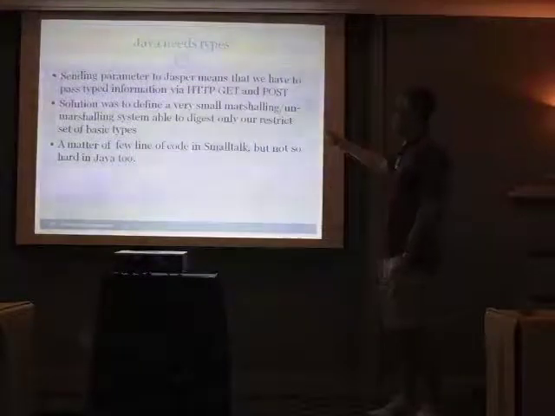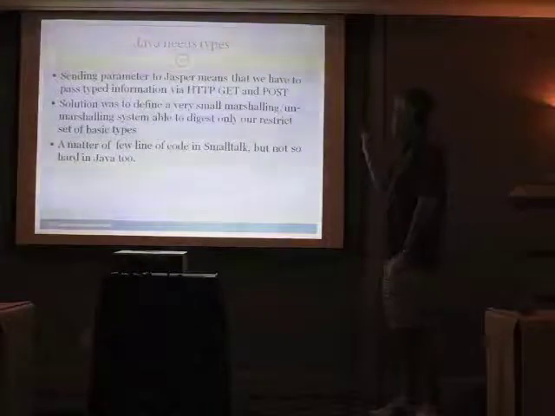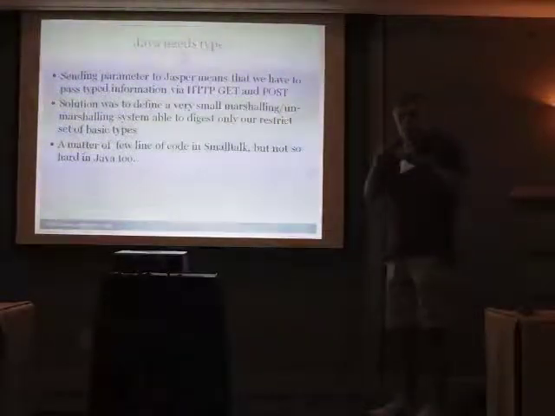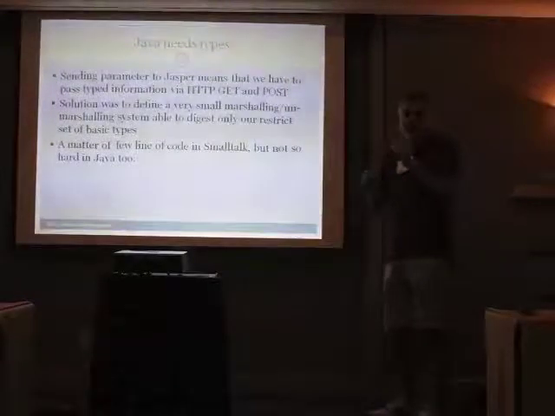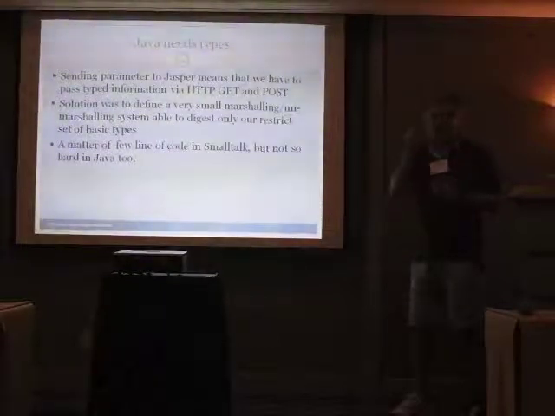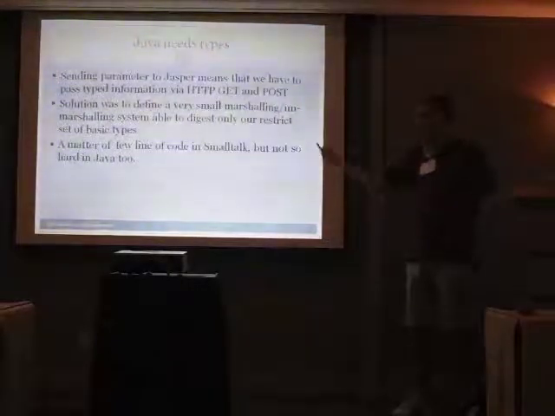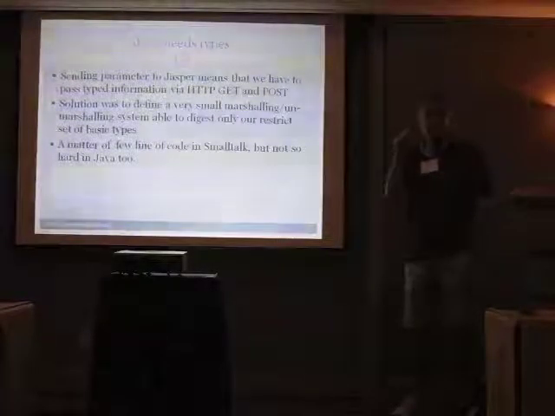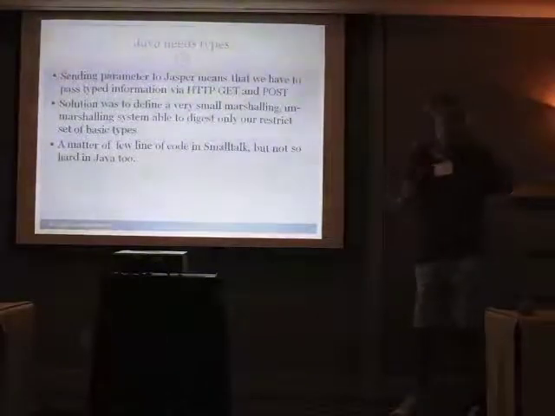And what we did was to define a really small marshalling and unmarshalling system able to generate a query parameter with type information inside, in a small type definition language, something that was really easy to do. We have, on the Smalltalk side, some classes to generate this piece of information. And on the Java side, when the query parameters are received, we are able to pass them back to the correct type.